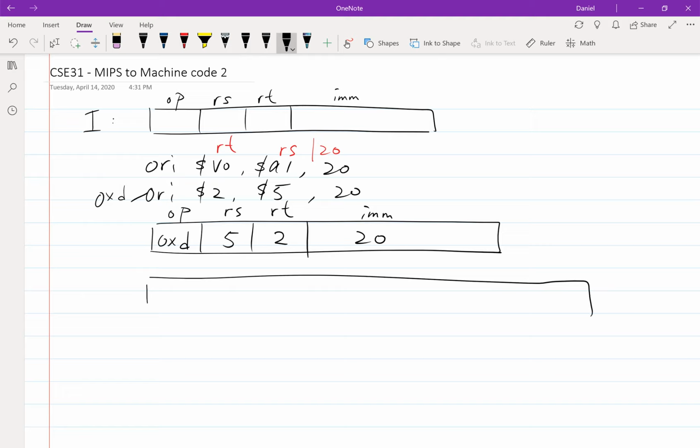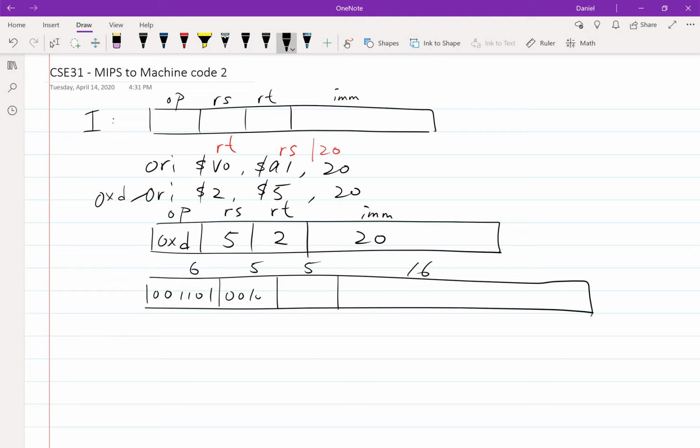Since I need 32 bits, I make the box bigger. So what is D? D is 13, right? So with 6 bits, I have 0, 0, 1, 1, 0, 1. So that's D. Then 5 with 5 bits. Again, you have 6, 5, 5, 16 bits, right? So 5 is just 0, 0, 1, 0, 1. And 2 will be 0, 0, 0, 1, 0.